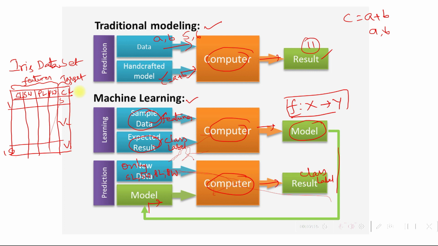First of all, the computer is going to learn from the training data, and based on the training data we generate one model. For this model we give a new input, so our model generates the corresponding class label or predicts the new output. So this is called machine learning.